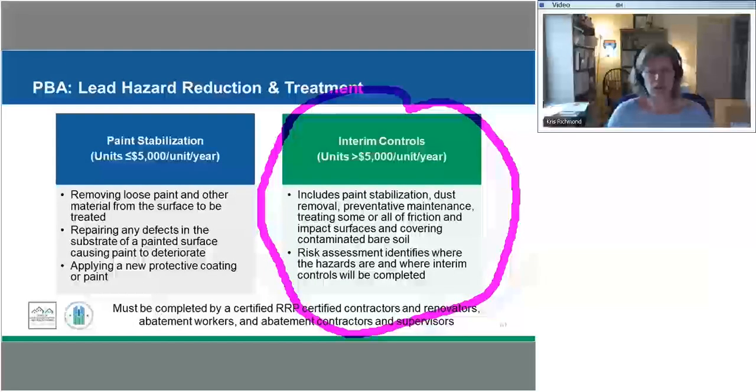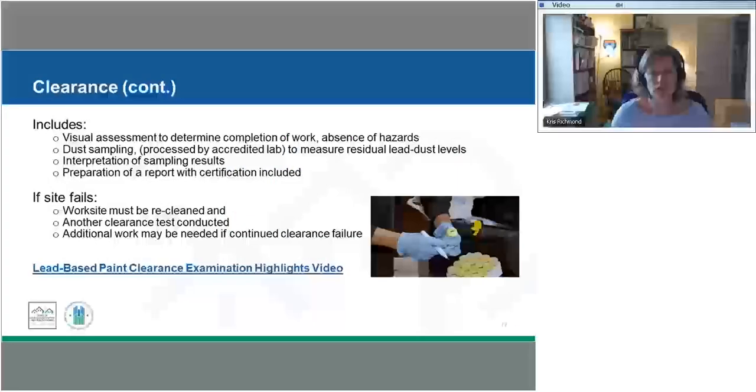And then after the work is done, we need to make sure that we're doing clearance. And so for clearance, whoever's coming to do the clearance, remember, it can be a risk assessor, it can be a lead-based paint inspector, it can be a clearance technician. First, they're doing a visual to make sure that the area has been fully completed with the work, there's no dust and debris laying around, that it's been cleaned. So they're doing that, and then they're going to be doing some dust samples.